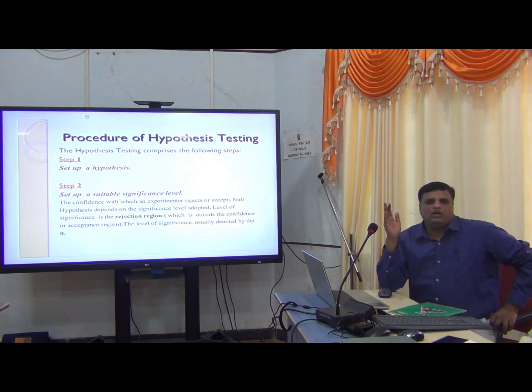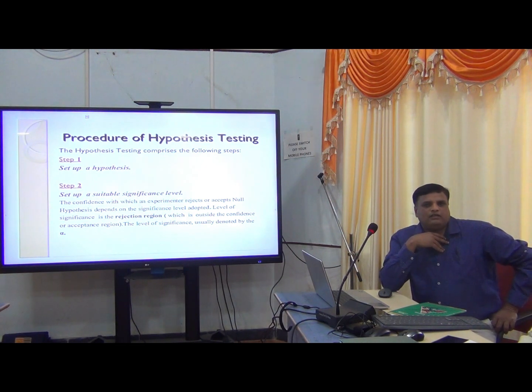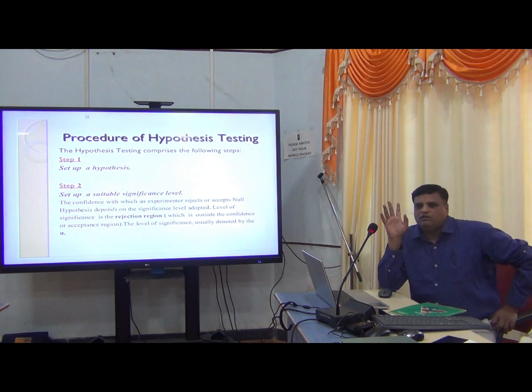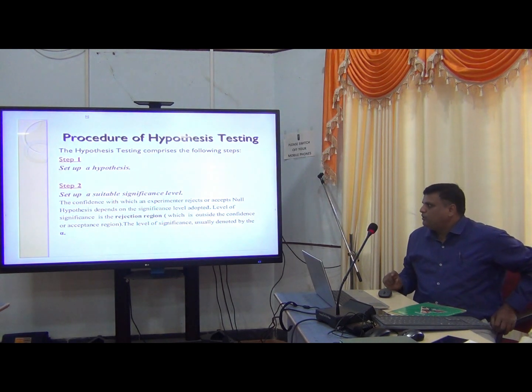So 0.01 level of significance means that 99% of the time I am confident that I am not committing a type 1 error. That is the meaning of 1%. Type 1 error means you reject a null hypothesis when it is true. That is the type 1 error. So we have to set up a suitable level of significance.